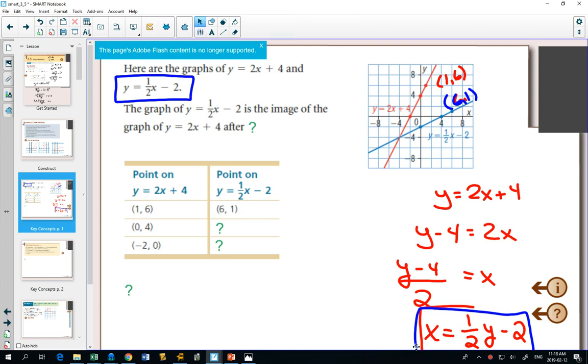And same thing with (0, 4). When you plug 0 into the red equation, you get 4. When I plug 4 into the blue equation, I get back to 0. And if I plug negative 2 into the red equation, I get 0. If I plug 0 into the blue equation, I get negative 2.